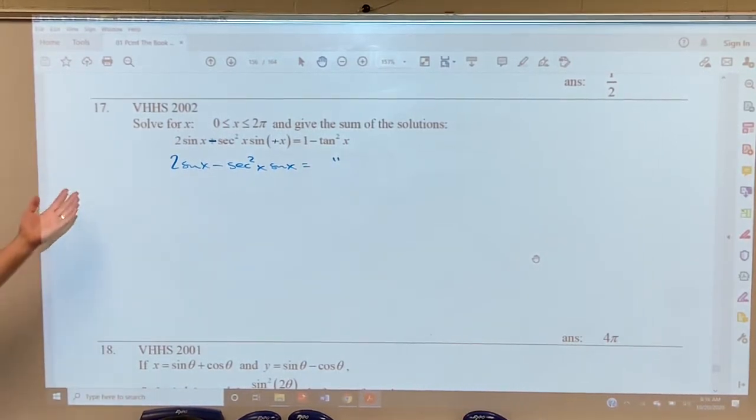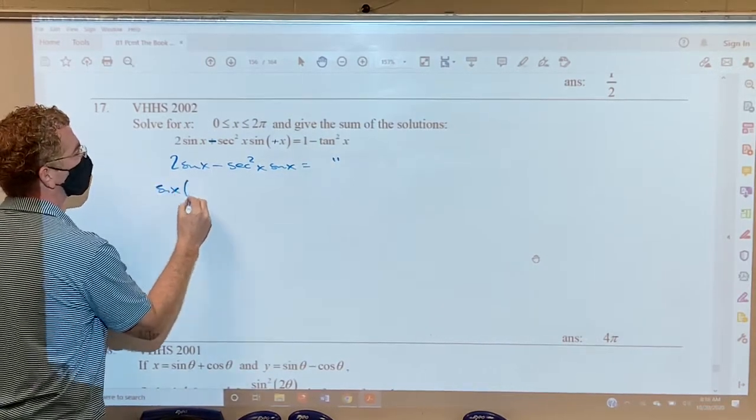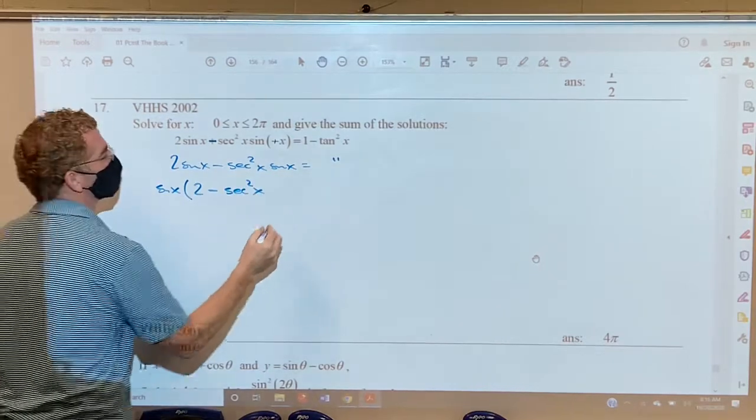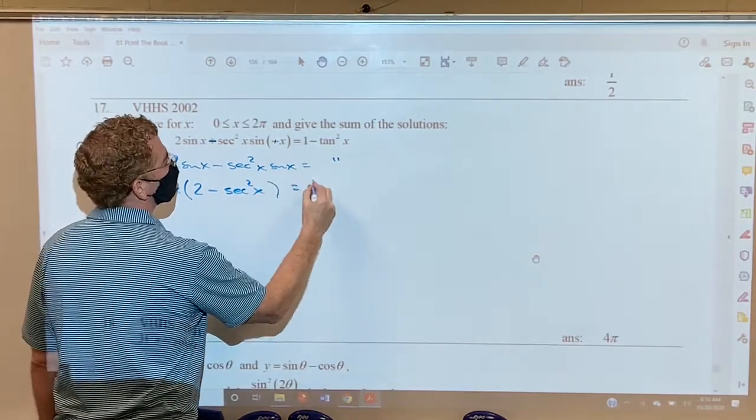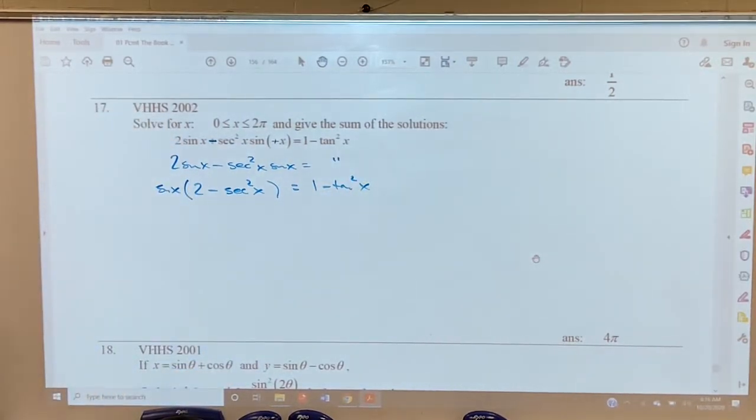We're just trying stuff, right? So if I factored out a sine x, I'd have 2 minus secant squared x. Did that help me? So here's the thing. Ultimately, what do I do when I solve?